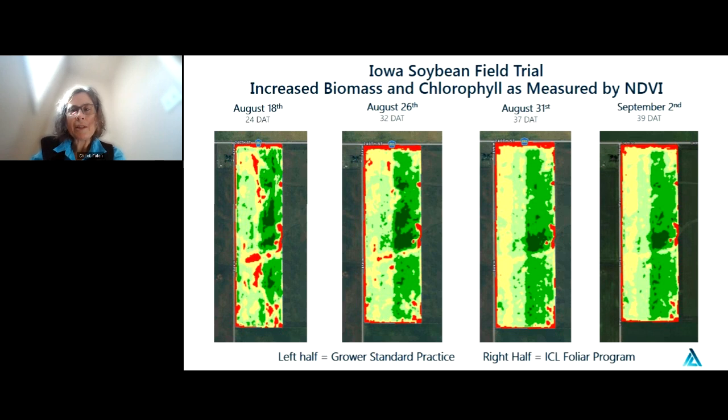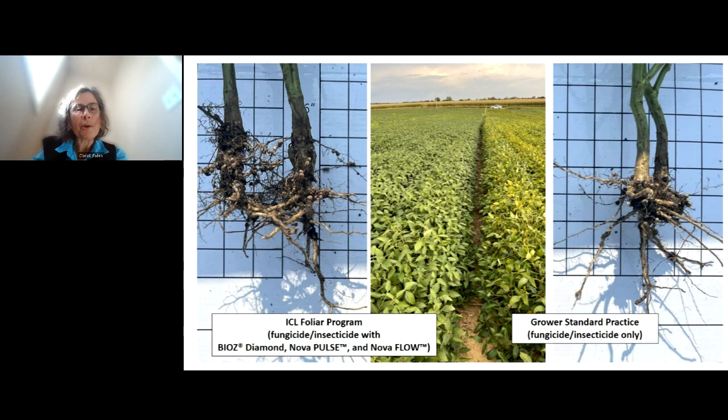And then when we did that, and you look at it from the standpoint of what's going on, then you can see that the left half with the grower standard practice was not doing near as good as the right half, where there was a foliar application that was put on, much greener option as we see the days after planting, and it goes through. And then as we follow it, you look at the left side was where we were putting on the Nova Pulse and the Nova Flow with the fungicide and insecticide, compared to doing it on the right-hand side was looking at the grower standard only. The fungicide and insecticide was the only piece to the puzzle.